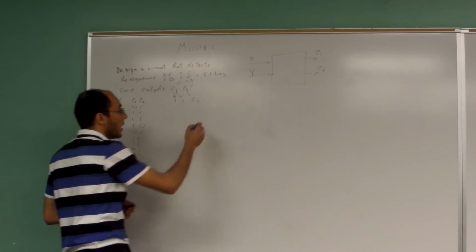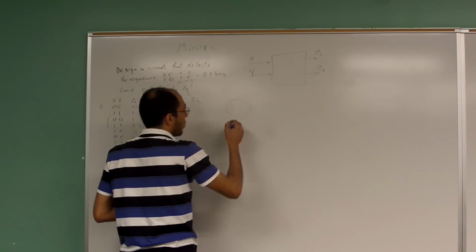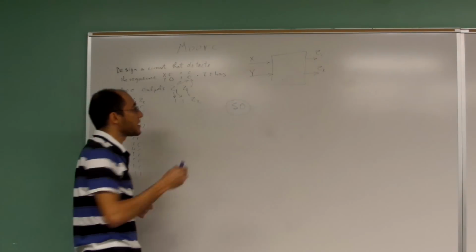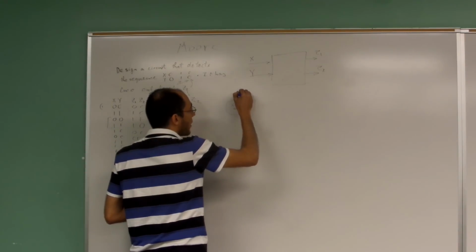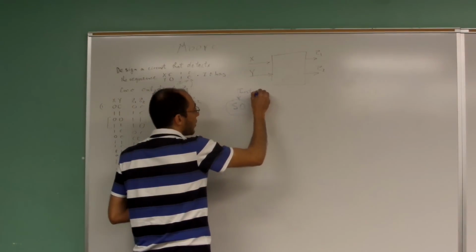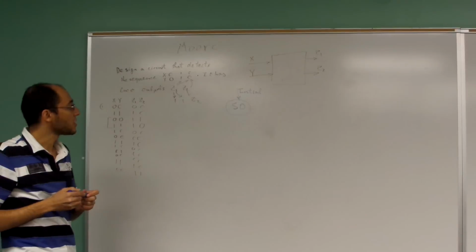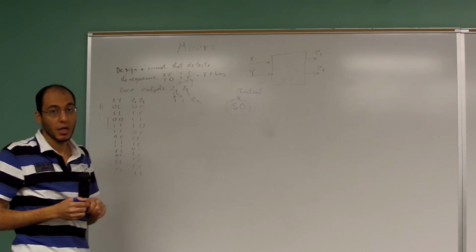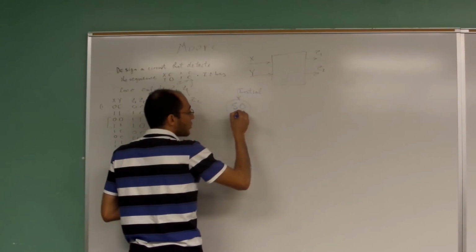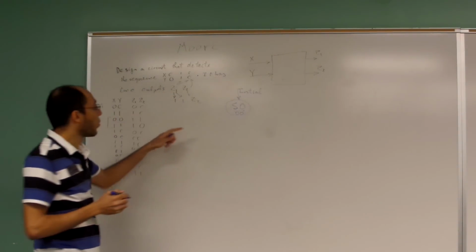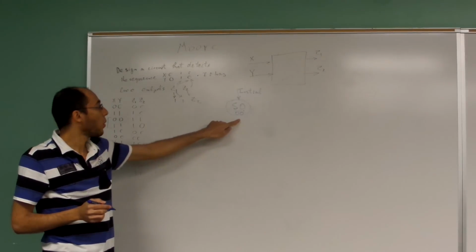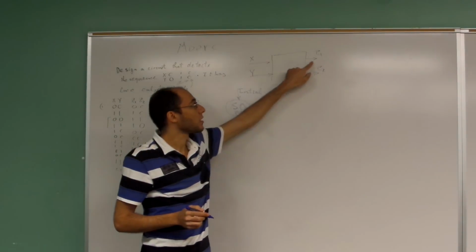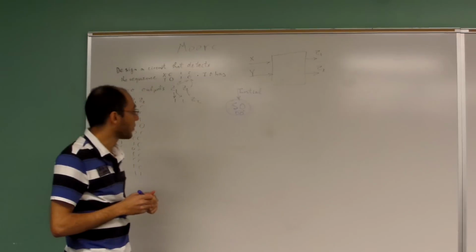We need to start with an initial state, which I'm going to call S0. And this S0 means that whenever the system is powered on, I start in this initial state. Whenever the system is powered on, the system powers on in this state. And of course, you expect that the output is going to be 0, 0. We have to include 2 bits in the output. Why? Because I have 2 outputs that are required to be coming out of the system.